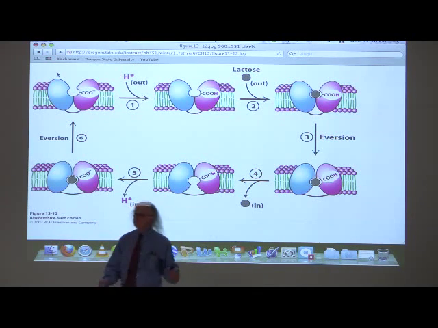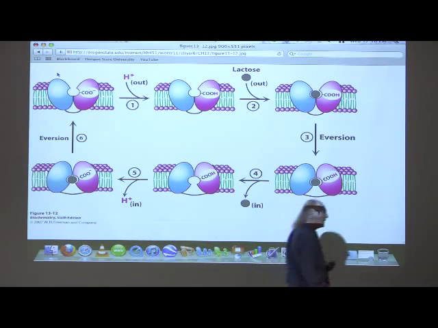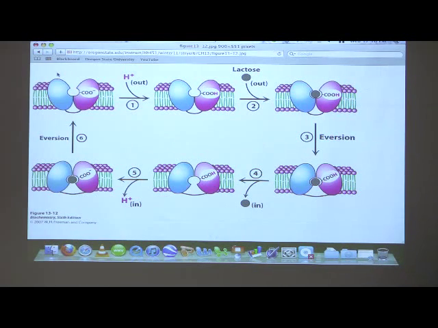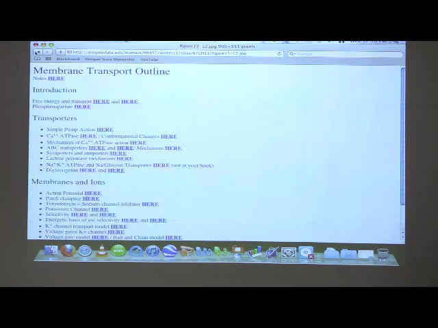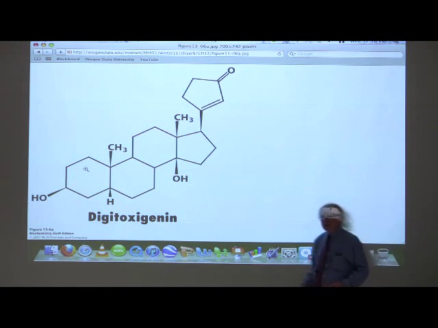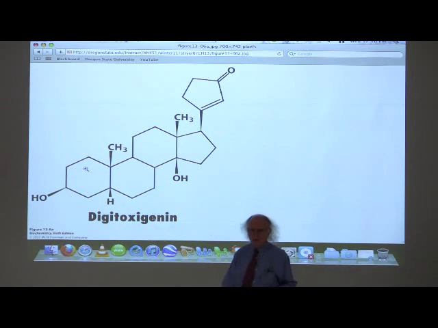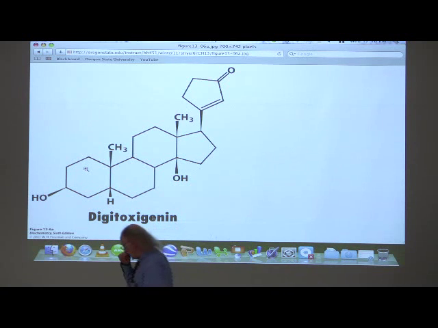Okay. Everybody got it? All right. So we see a little bit about how ions and ion gradients can be used as an energy source. One of the interesting things medically I want to talk about is this compound here, digitoxigenin.